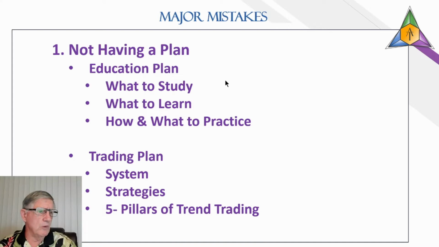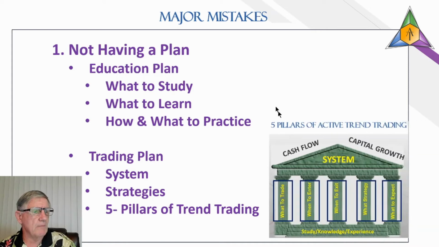And then we roll that all up in what I call the 5 pillars of trend trading. And we'll chat about that here briefly. The 5 pillars of active trend trading include 1, your study, your knowledge, your experience, which is your education plan. And then I write my system, my rules, if you will, into identify. I already identified what I'm going to trade. What are the types of stocks, ETFs, options I'm going to trade? When to enter, and when and where to exit, what strategy I'm going to use, and what to expect.